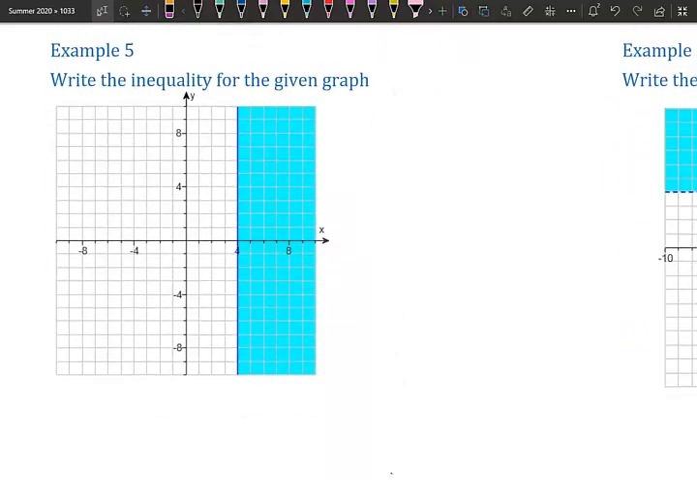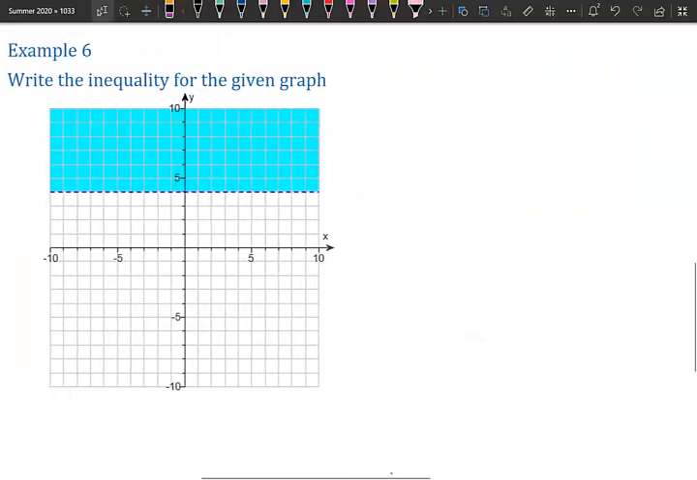Let's write the inequality for the given graph. So first thing we need to do is see if it's solid or dotted. So it's a solid line. That means it's going to have a line underneath. It's going towards the greater, so it's going to be greater than. Since it's a vertical line, it's x equals, and the x it's on is 4.